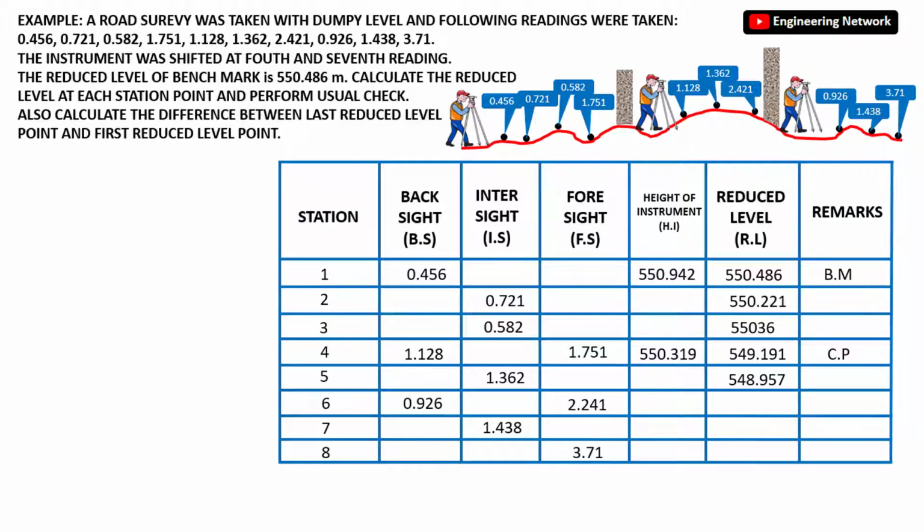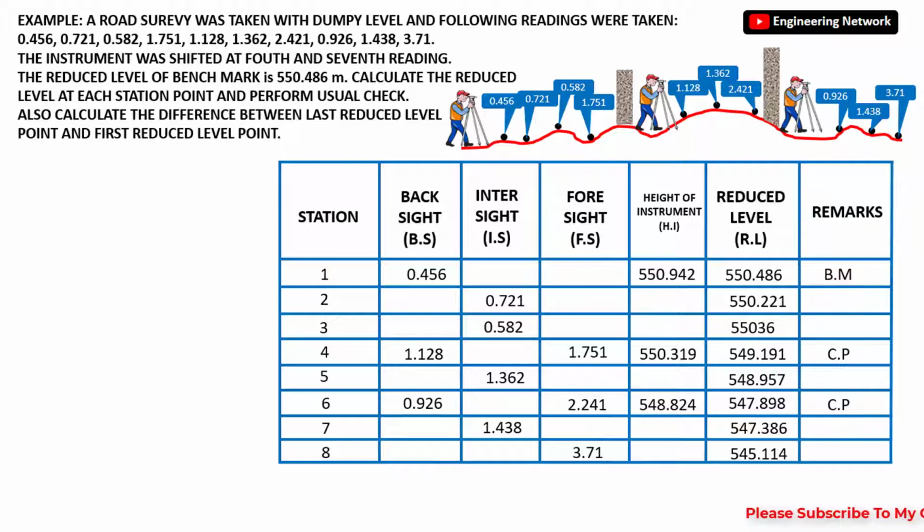Let me directly write all the reduced levels at the remaining station points. So this is the complete line of collimation or height of instrument table. And if you want to work as a surveyor, then you will get this type of table and you will be asked to fill it on site.